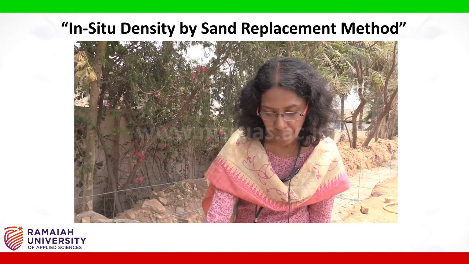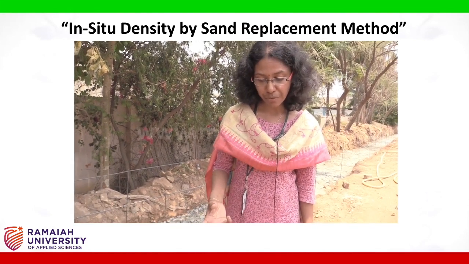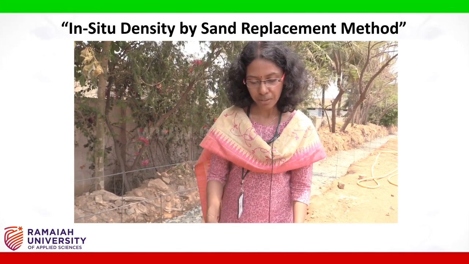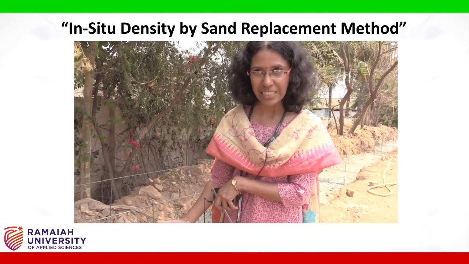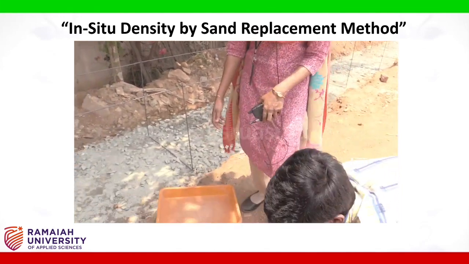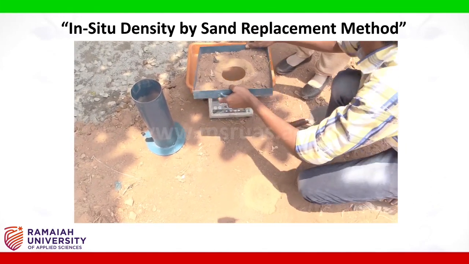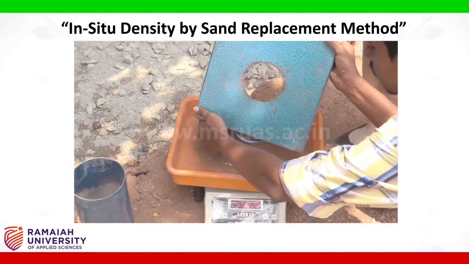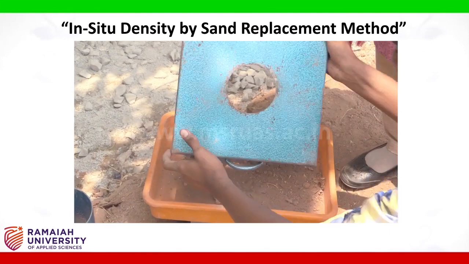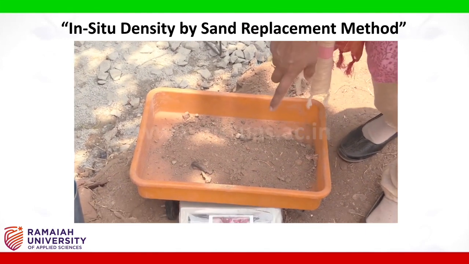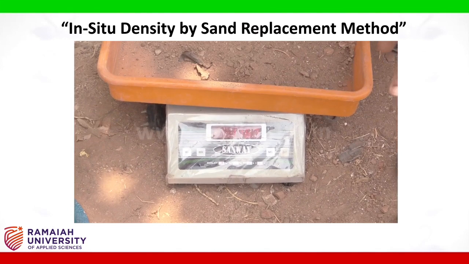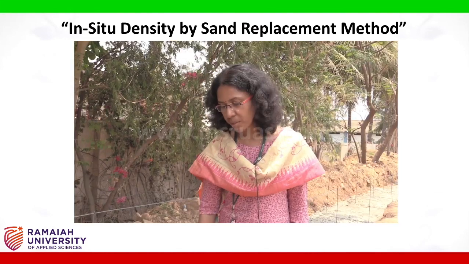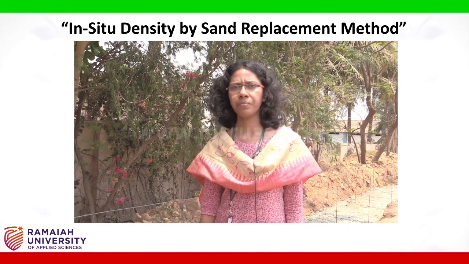Now the amount of soil which is collected from the hole should also be weighed. So for that we will just transfer that soil into this tray and measure it. Now the weight of the soil from the hole is 1.165 kg. Now that finishes the experiment.